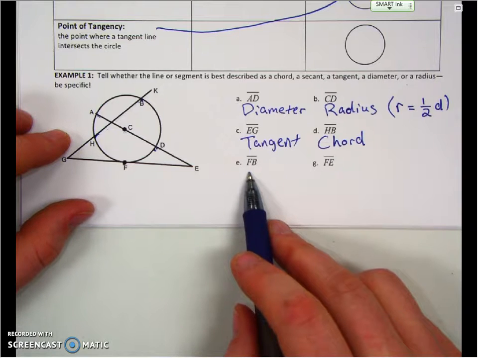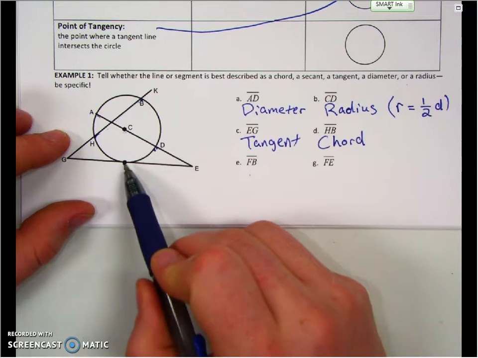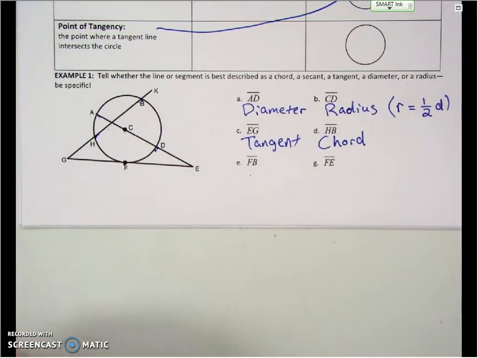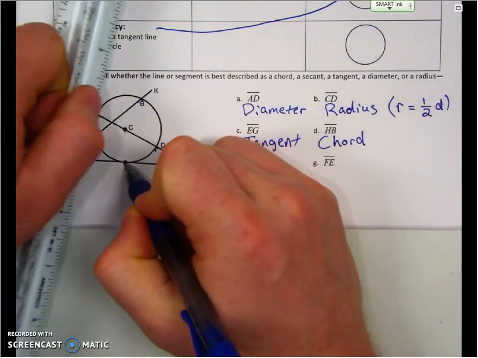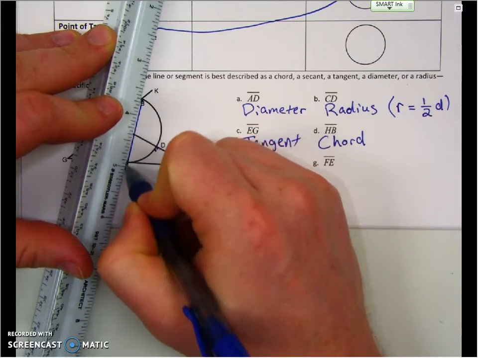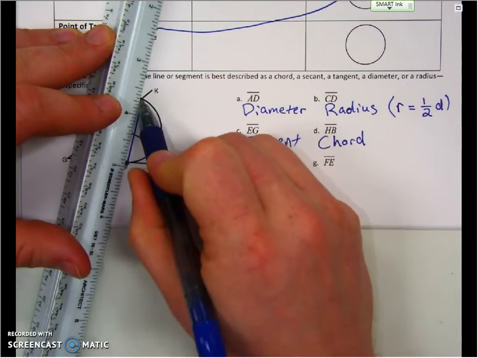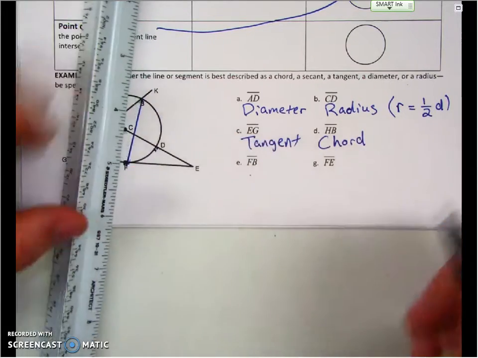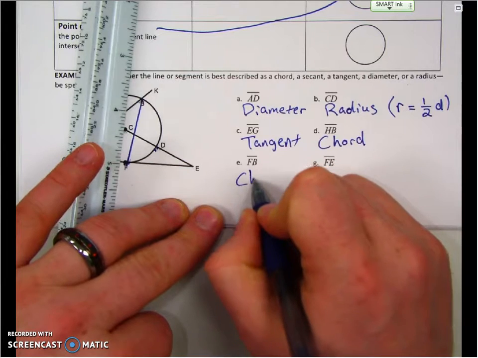This line segment FB, well, there's no line drawn between F and B, but we can fix that pretty easily. If you have trouble seeing what that is, you may want to draw that line segment. And we see F to B starts at a point on the circle, ends at a point on the circle, and it's all inside the circle. That's another chord.